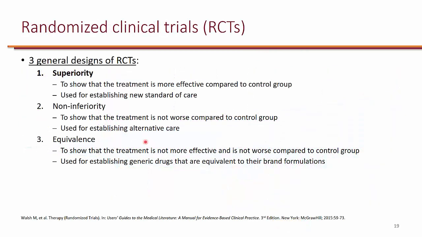Now, generally speaking, when it comes to randomized clinical trials, there are three different types. The one that is the topic of today is superiority trials. Basically, they want to show that the treatment is more effective compared to your control group. They usually do this when you really don't have a good treatment for a disease, or if you don't have a treatment. If there is no treatment, you basically want to show superiority to placebo.